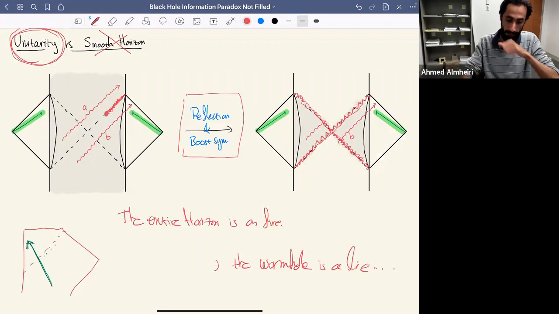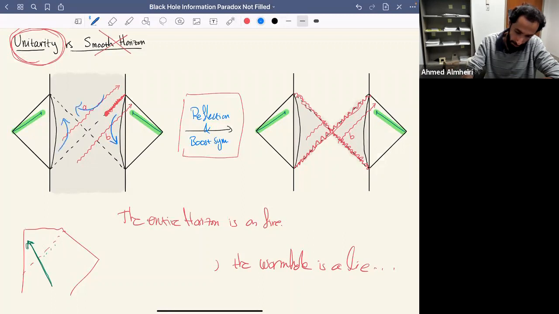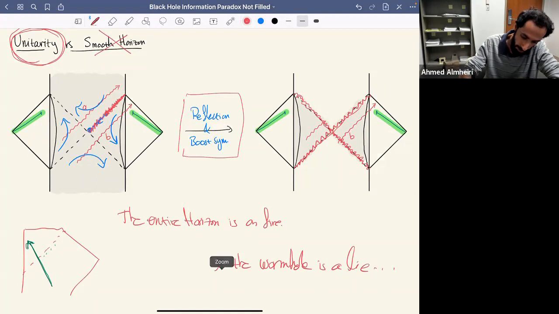Now, this system has a boost symmetry, right? So I can boost things like this. But if I apply this boost, this point here just moves down. It gets closer to the bifurcation surface. So this proves, or it's an argument, that this entire future horizon here is singular, and also to the future of it, everywhere here.